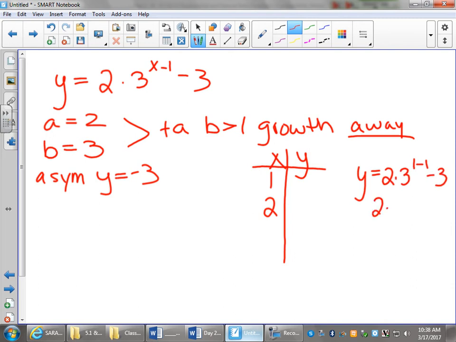That's going to become 2 times 3 to the 0. And what is any base to the 0 power? 1. So it's going to be 2 times 1 minus 3, which is 2 minus 3, and we're going to get a negative 1 value. There's our first point. Okay. Then we can go ahead and sub in 2.